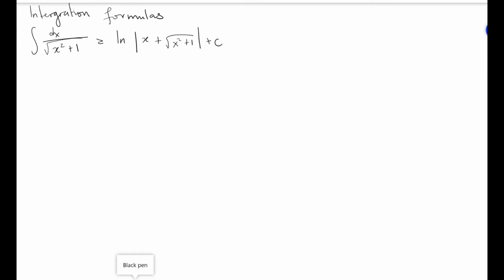The general formula for this equation is: if you have the integral of dx over the square root of x squared plus a squared, it is ln of x plus the square root of x squared plus a squared, plus c. This is the general formula. So depending on what your a is, you can substitute it there.